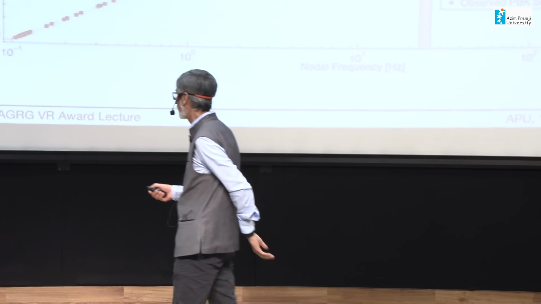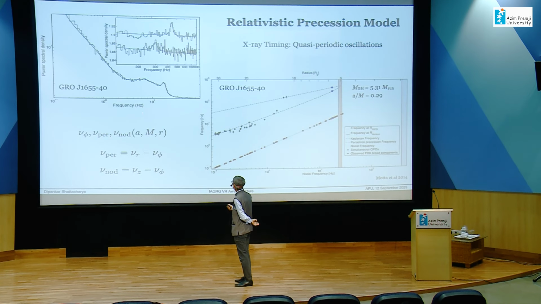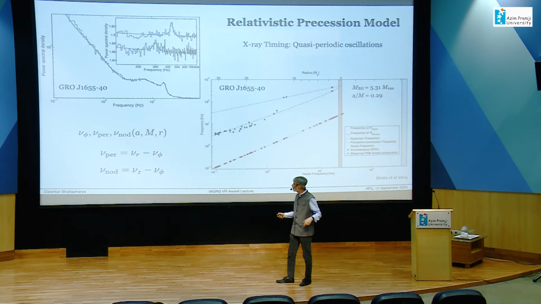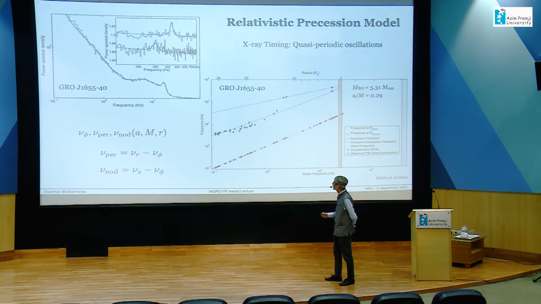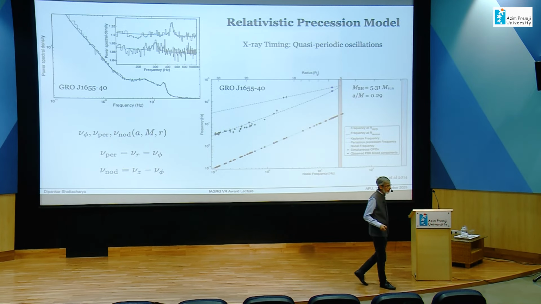So the observed light modulation is going to take place at the orbital frequency, the periastron precession frequency, and the nodal precession frequency. And all of these quantities are functions of the angular momentum of the black hole, the mass of the black hole, and the radius at which this effect is occurring.